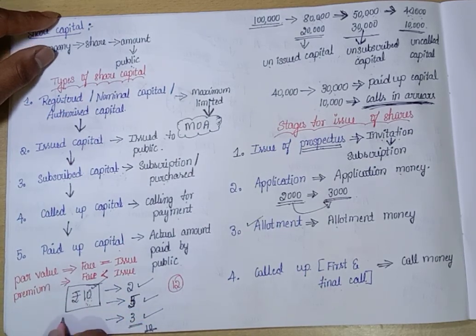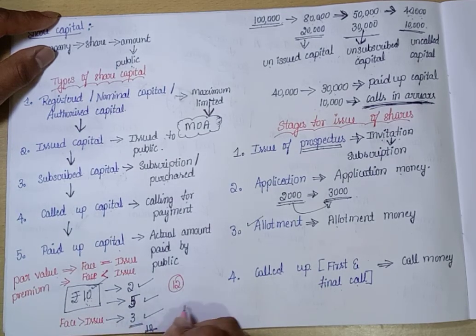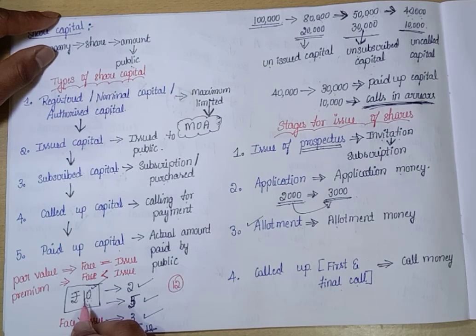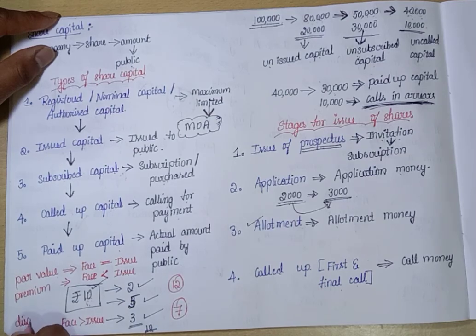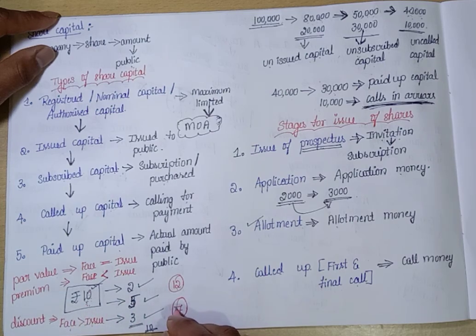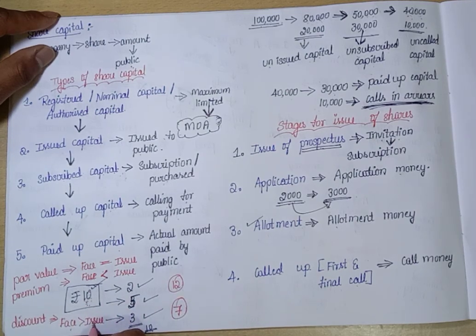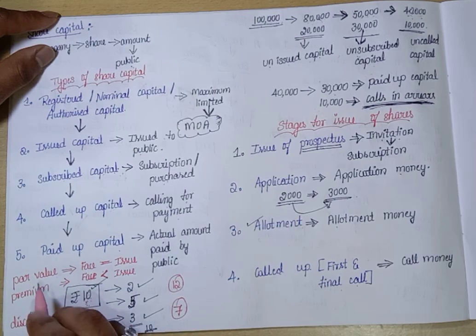In case your face value is more than your issue price, which means your share value is 10 rupees but you are issuing at 7 rupees, then it is called issue at discount, where the issue price will be less than the face value. But for new shares in India, it is not permitted. You can issue your shares at par value or premium value.